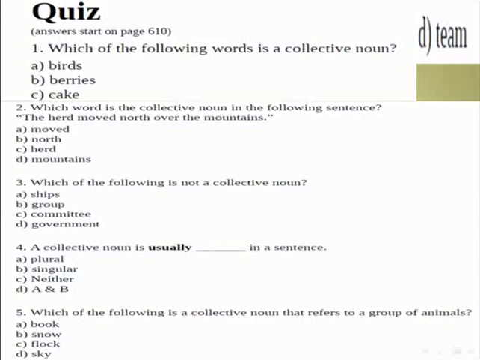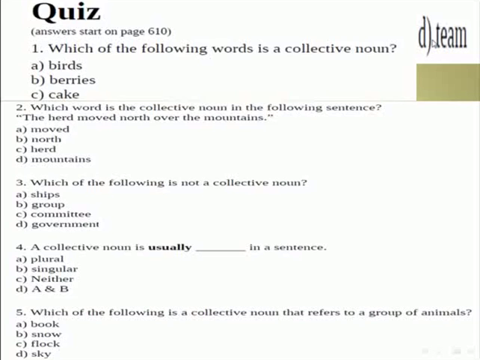You write it here. 5. Which of the following is a collective noun that refers to a group of animals? So collective noun for animals. Which one? Is it book, snow, flock, or sky? You write A, B, or C, or circle here. Circle A, B, C, or D.